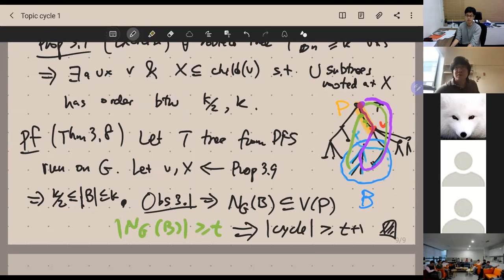So perfect, exactly 10. Maybe I'll leave a couple of minutes if you have questions about what we covered today. Tomorrow, I will move on to the second topic, which is the Pósa rotation-extension technique. That one is not as short as this one, so I'll do it in more detail and slower. Any questions about today?